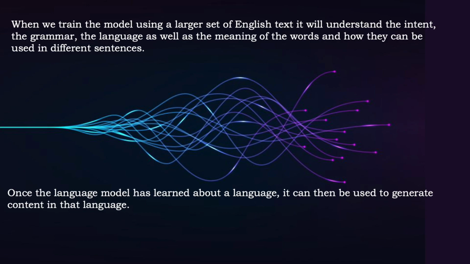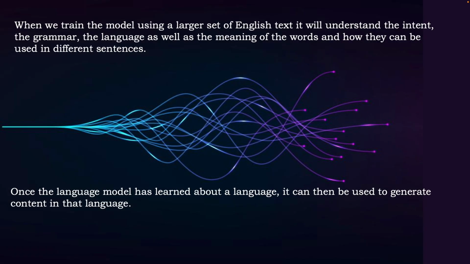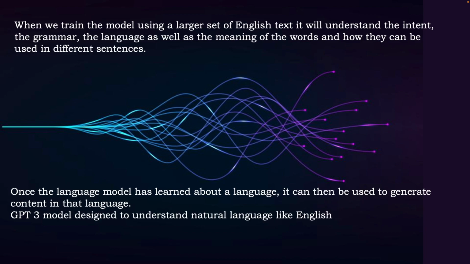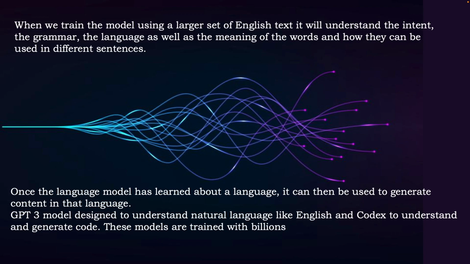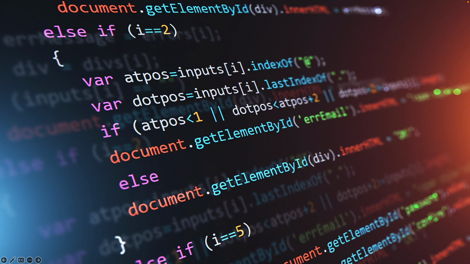ChatGPT was trained with different language models for different purposes. The GPT-3 model is designed to understand natural language like English text. On top of that, it has Codex. This Codex module helps the GPT-3 model understand and generate programming language code. These models are trained with billions of lines of code publicly available on GitHub.